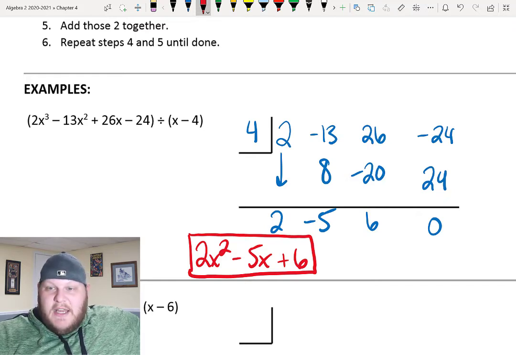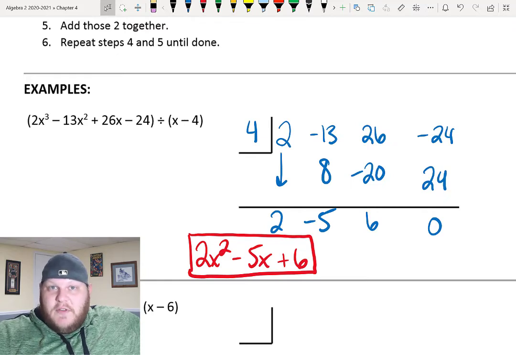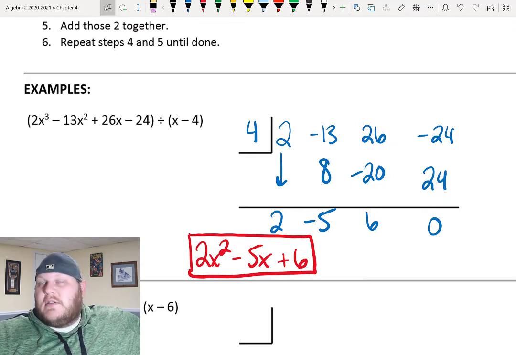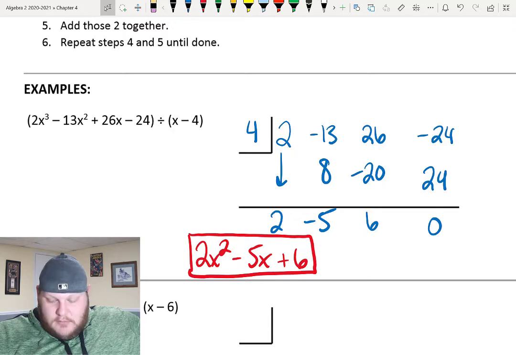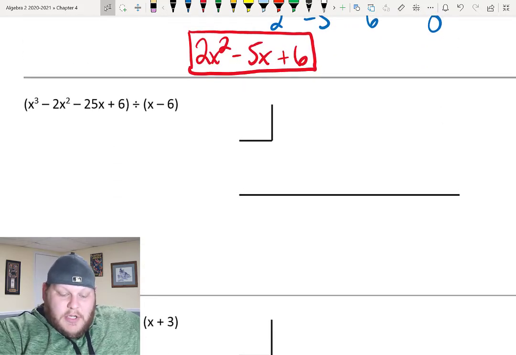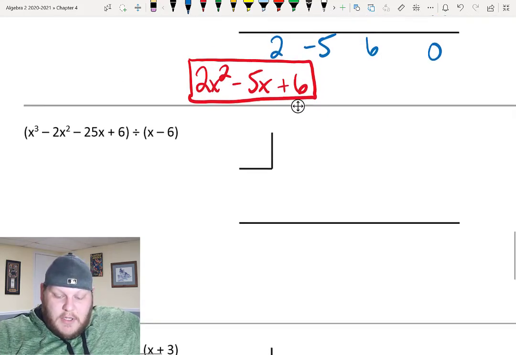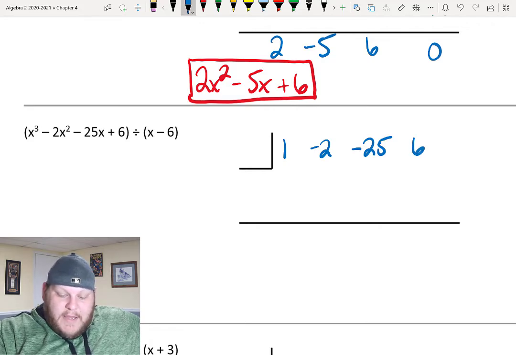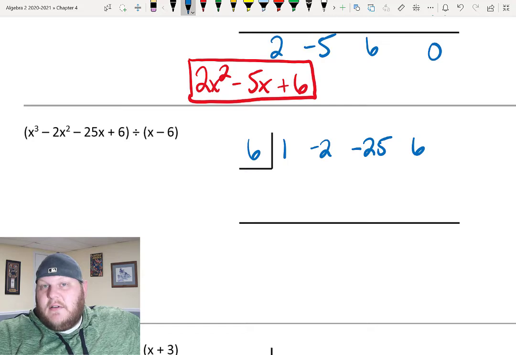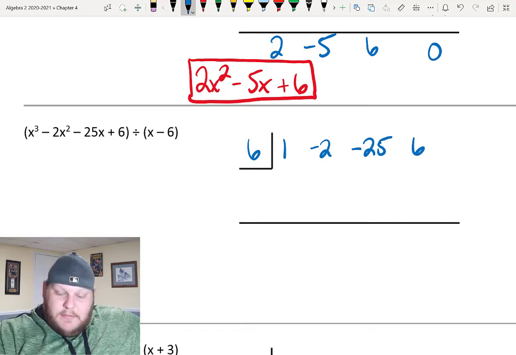We'll do a couple more examples together just so you get a feel for it, because it is very weird. But once you get the feel for it and once you get the hang of it, it is so much faster than doing long division. All right, so x cubed minus 2x squared minus 25x plus 6. I don't have any missing terms in there, so we're going to go ahead and just write out my coefficients. 1, negative 2, negative 25, positive 6. My r value, again, is positive 6 now because I was doing x minus 6.